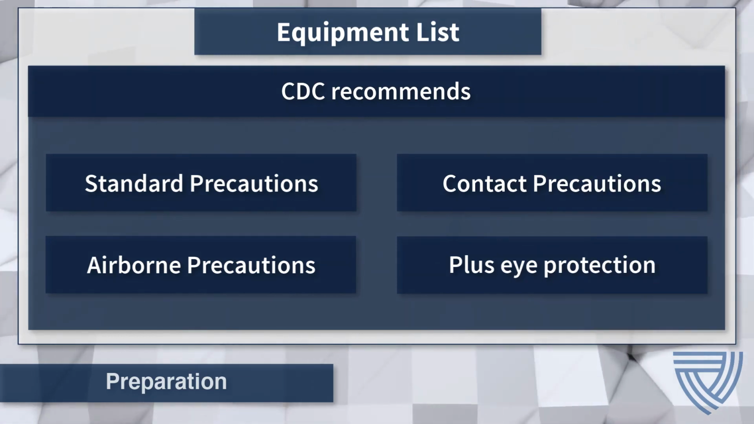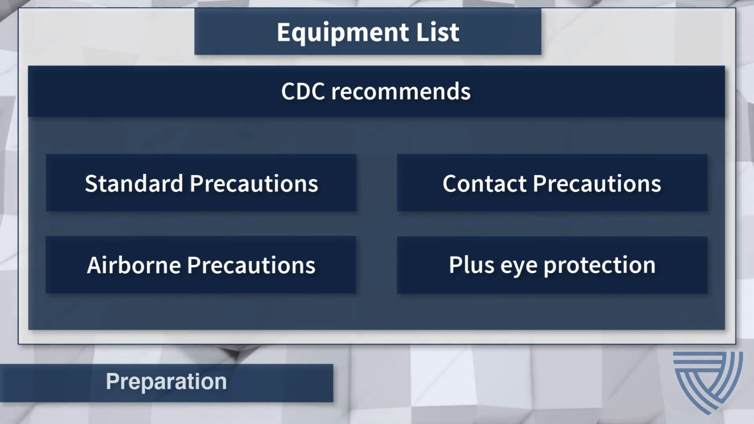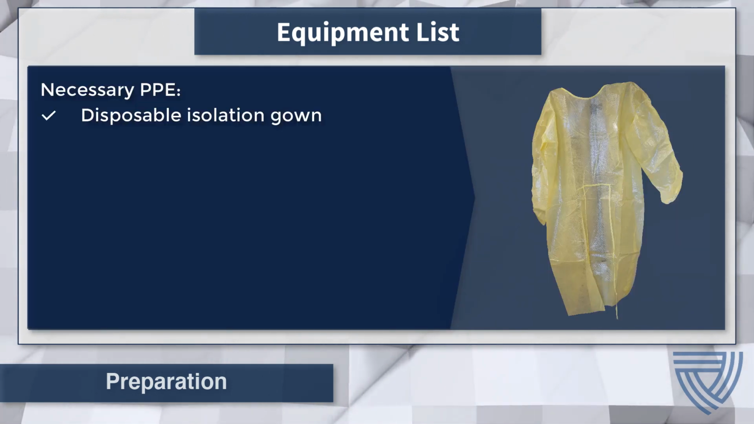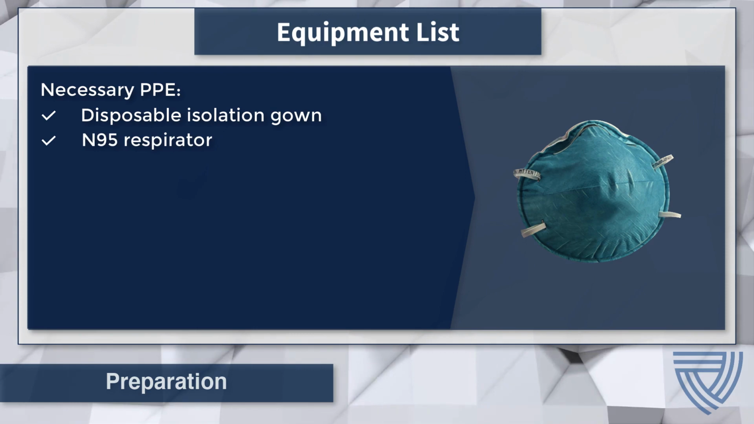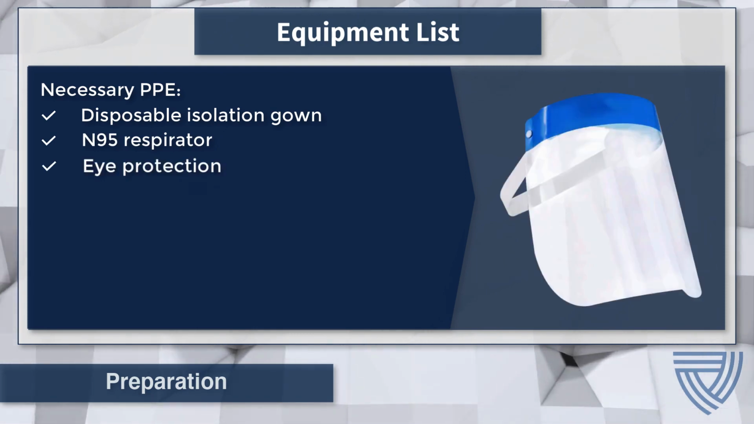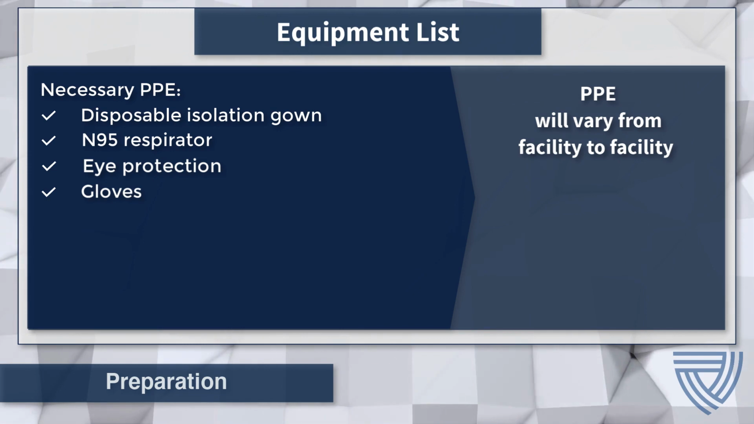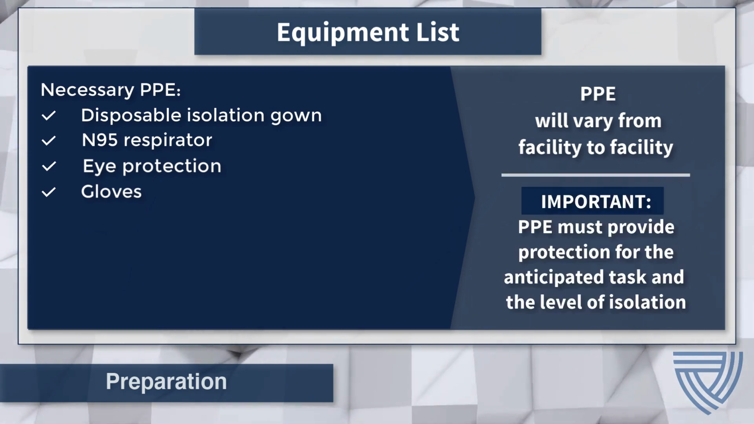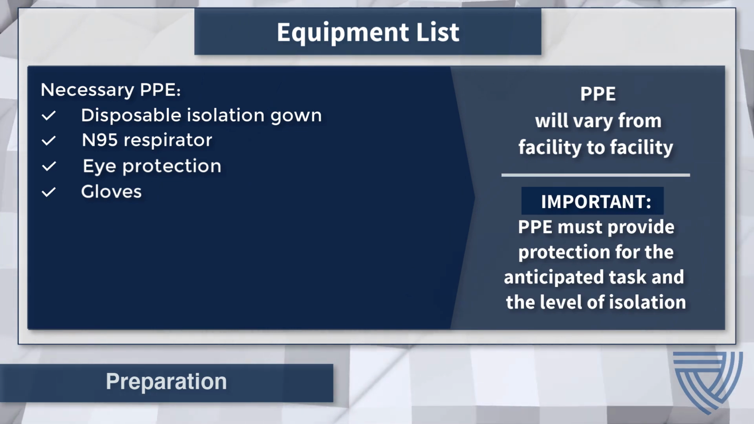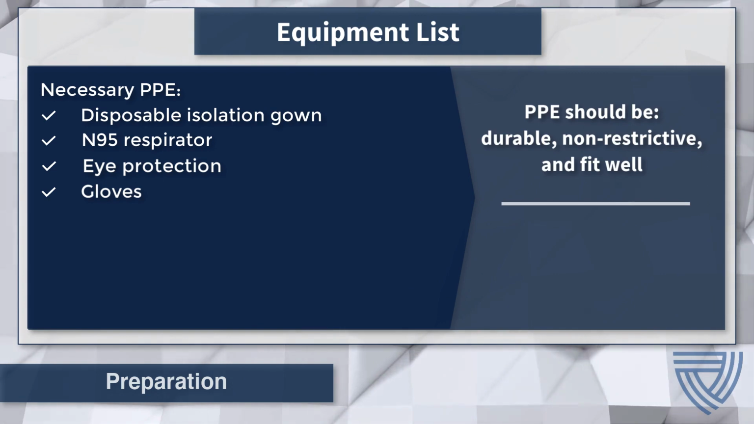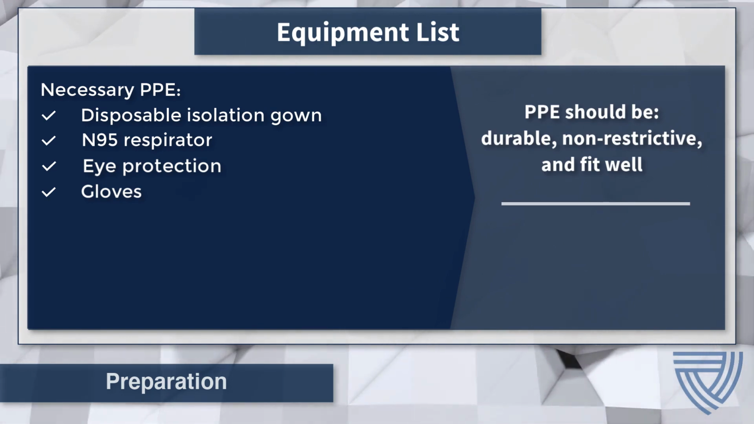The CDC recommends standard, contact, and airborne precautions with eye protection when caring for patients or persons under investigation for COVID-19. This includes a disposable isolation gown, an N95 respirator, a face shield or goggles, and gloves. Each facility will have variations in the types and styles of personal protective equipment, or PPE, that is available to staff. What is important is that the PPE chosen must provide protection for the anticipated task and the level of isolation. PPE should be durable, non-restrictive, and fit well.